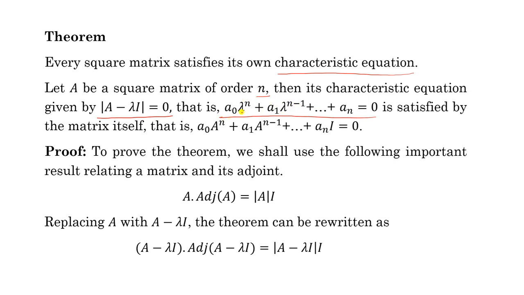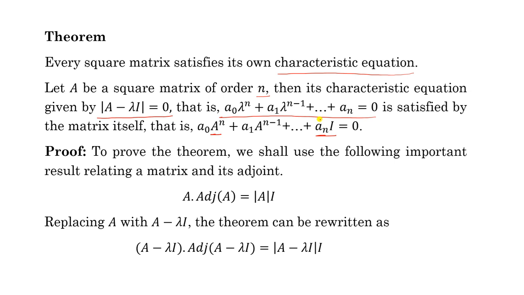It means in place of lambda we can write A. This is the matrix, so now it becomes a matrix equation: A0 A raised to power n plus A1 A raised to power n minus 1 and so on, plus An I. Look at this, this is the identity matrix. So this is the theorem.